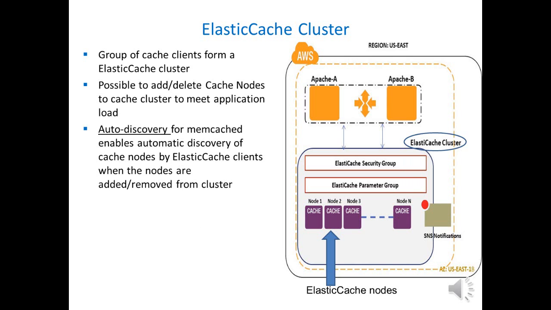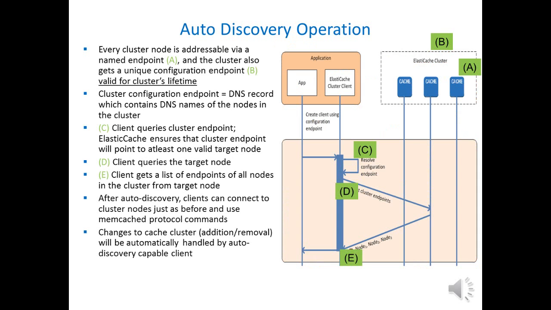So as I mentioned, we'll be talking about one of the most important features of Elastic Cache cluster, which is auto discovery. This is supported for Memcached. It basically enables the auto discovery of cache nodes by Elastic Cache clients. So when the nodes are removed or added to the cluster, this feature helps the client to detect those cluster changes automatically.